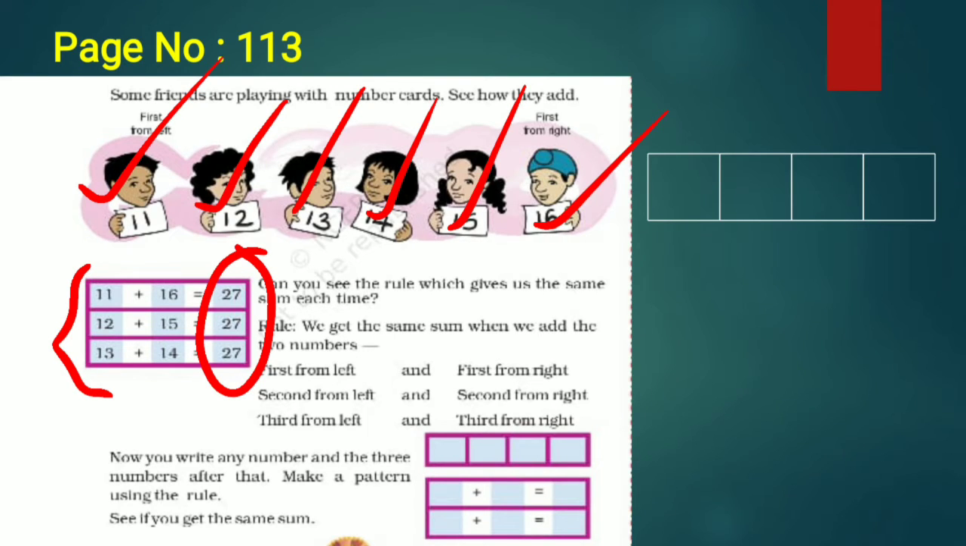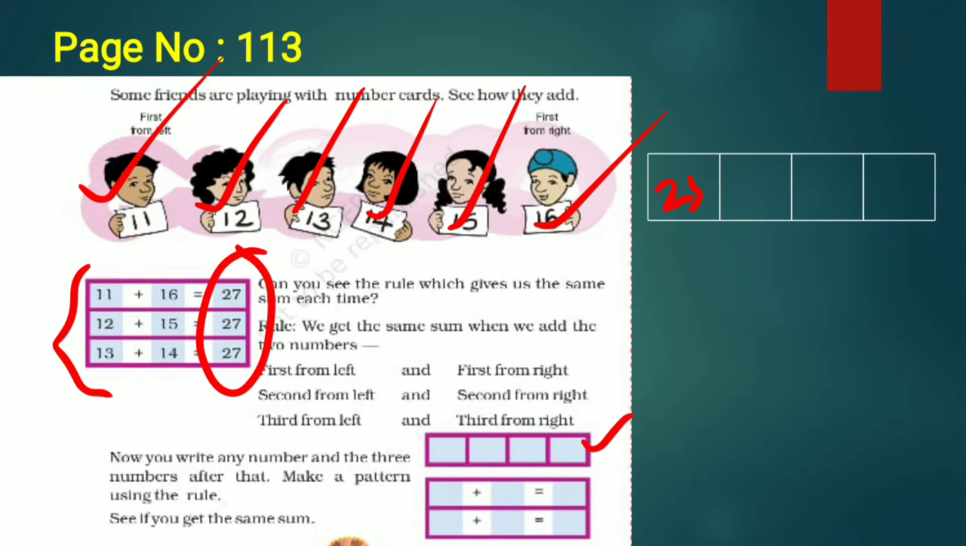So they are asking us to write any number and the three numbers after that, and make a pattern using the rule. See if you get the same sum. You should work out with any numbers and show whether the sum is the same. For example, I have taken this one, I will be doing it here.